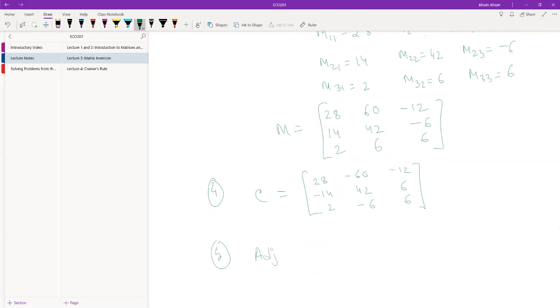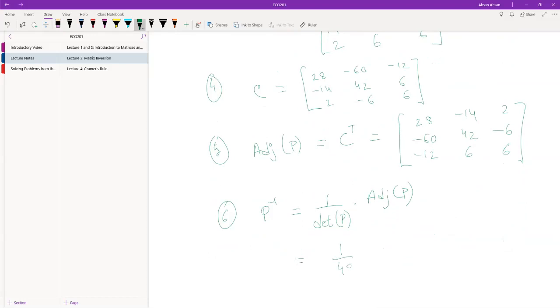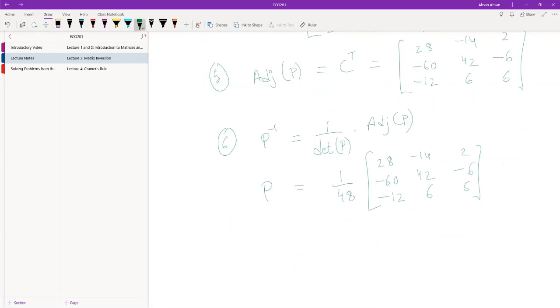Step 5 is calculating the adjoint of P. Remember, that is just the transpose of the cofactor. So what does that give us? 28, minus 60, minus 12, minus 14, 42, 6, 2, minus 6, 6. This is the adjoint of P. This is step 5 done. Step 6, P inverse is equal to 1 by determinant of P times the adjoint of P, and this is just the formula that I've showed you guys already. So if we do that, determinant, if you remember, was 48. So 1 by 48 times 28, minus 14, 2, 60, 42, minus 6, minus 12, 6, 6. And that is the inverse of P.